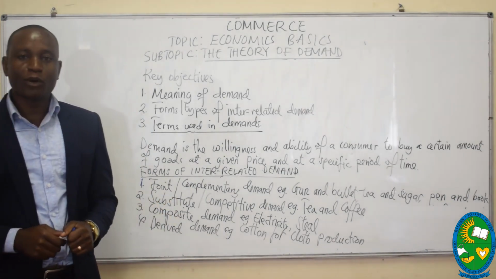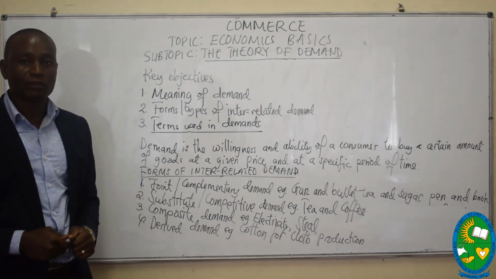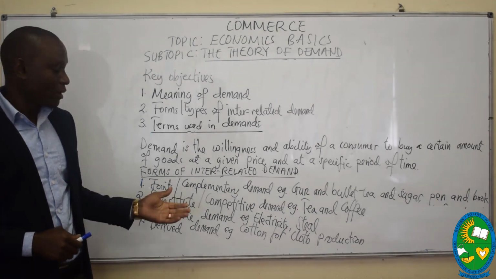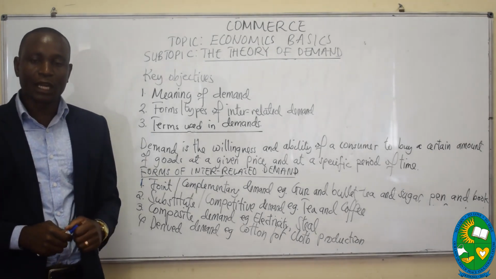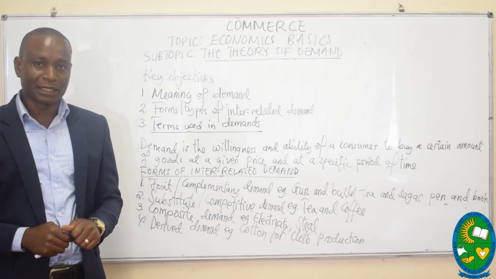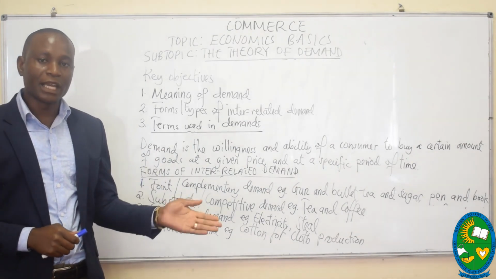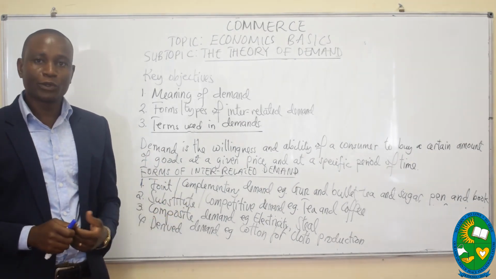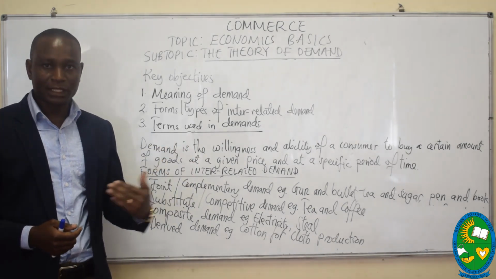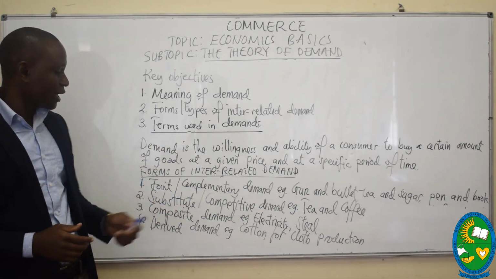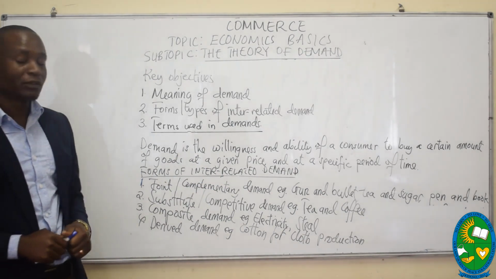The second type of interrelated demand is substitute demand or competitive demand. What is substitute demand? This is the type of demand where goods are substitutes and serve the same function or purpose. For example, of substitute demand, we have tea and coffee. Someone can prefer to consume coffee instead of tea. Another example of competitive or substitute demand is peanut butter and blueberry.